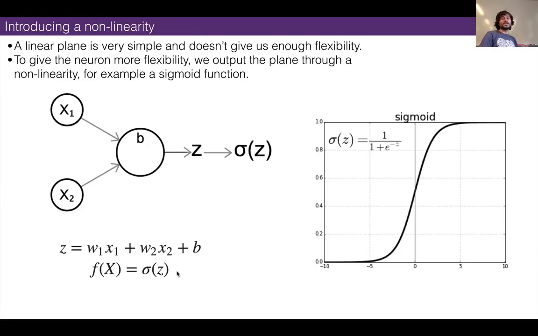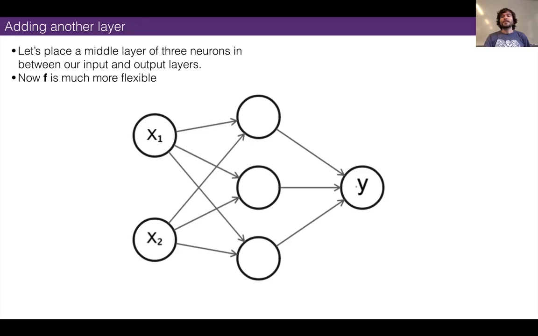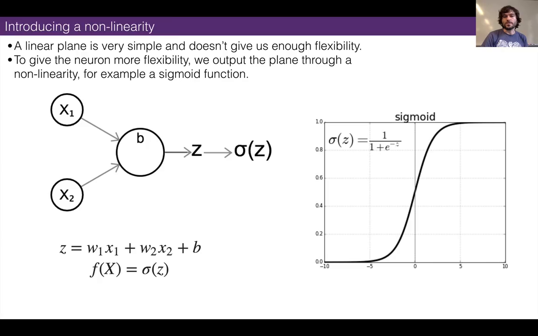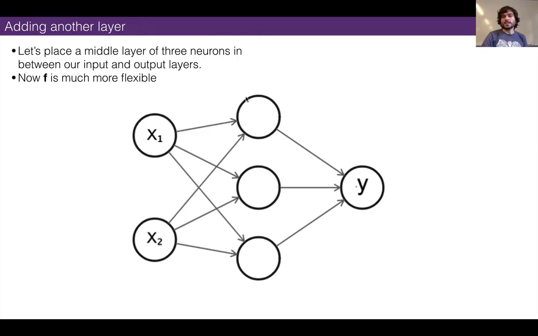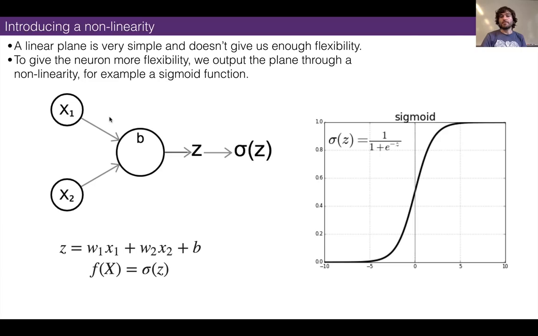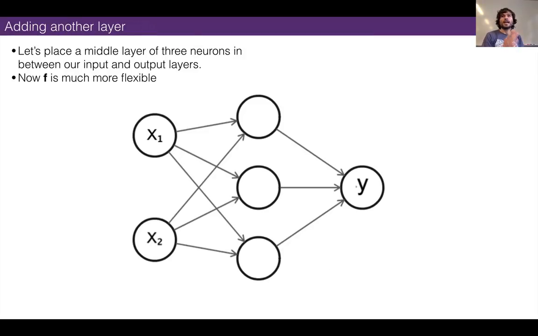Okay, now this is a simple diagram, right? Now let's complicate things a little bit. We're going to add another layer. Now what's the difference between this and this? All of these units are the same as this, but now we're actually networking them together in layers. And the layers go from left to right.